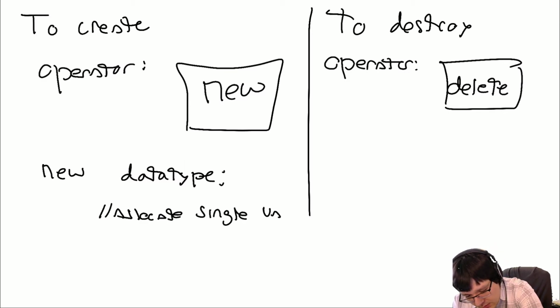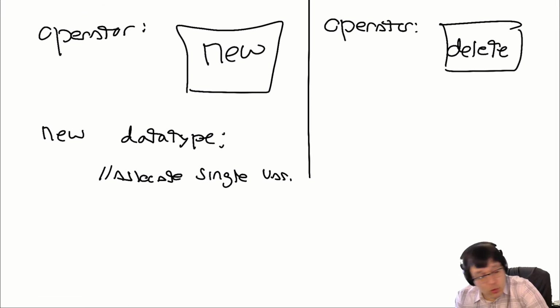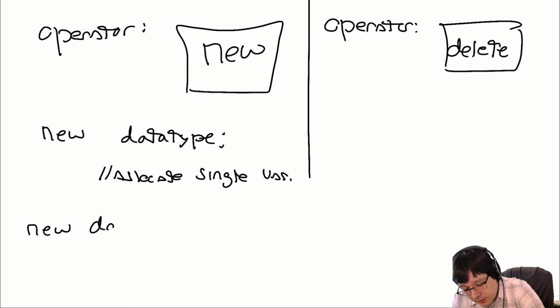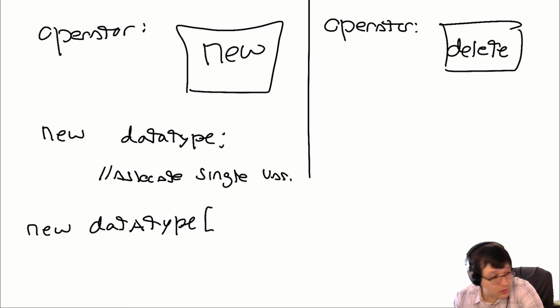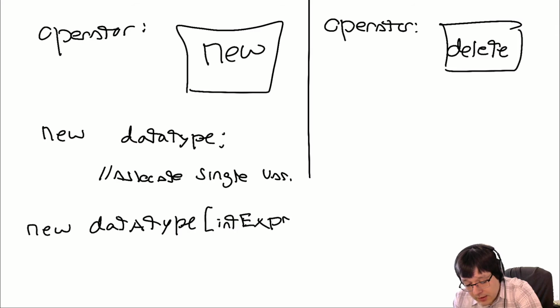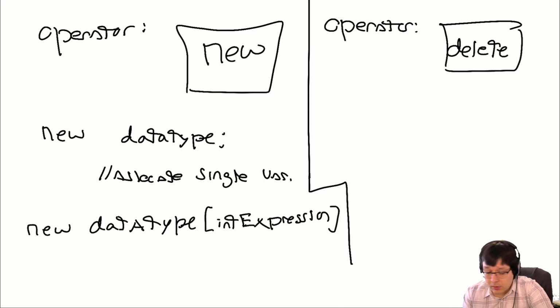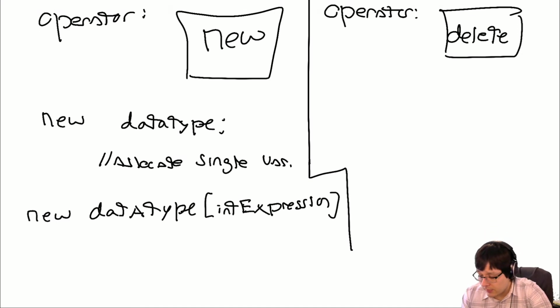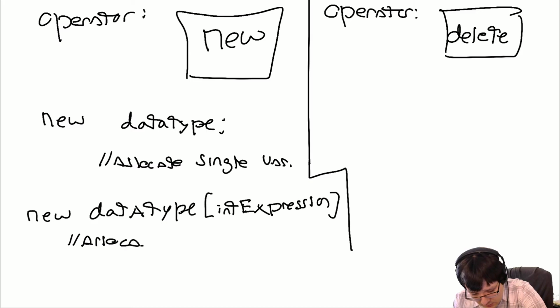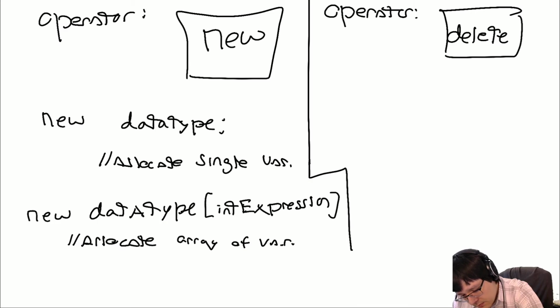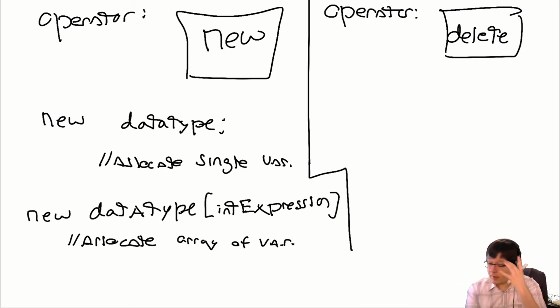So allocate single variable. If you want to make an array of these, which might be very convenient, you can do it pretty easily too. You can use the same new data type and then some sort of expression here that indicates how big you want that array to be. Okay? So I'll give you some actual examples of this in just a second. One-dimensional array, by the way.